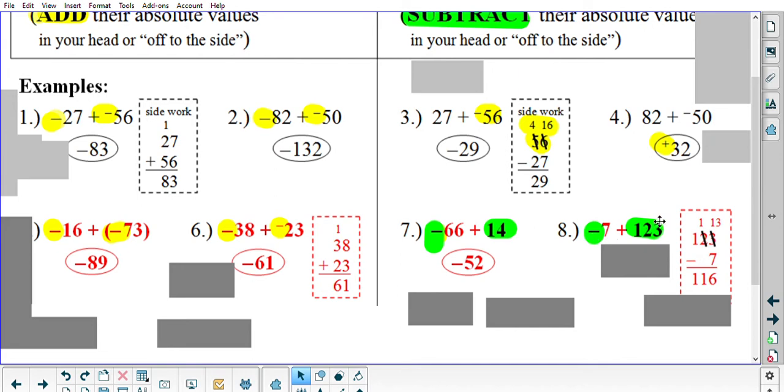I get 116. Ask yourself, should the answer be positive 116 or should the final answer be a negative? Well, who had the bigger absolute value? It's definitely the positive 123. So the answer is positive. If you don't want to put a tiny little positive symbol like I did, you don't have to. You can just write plain old 116.